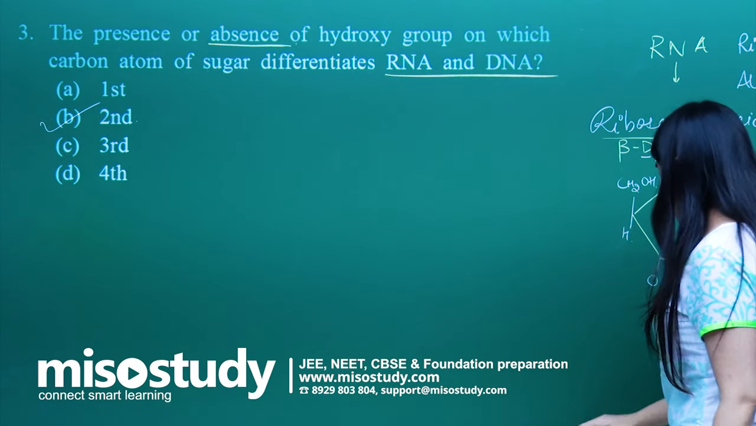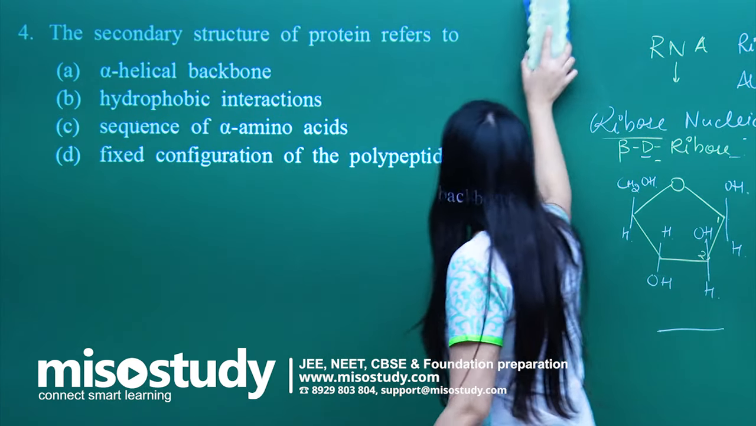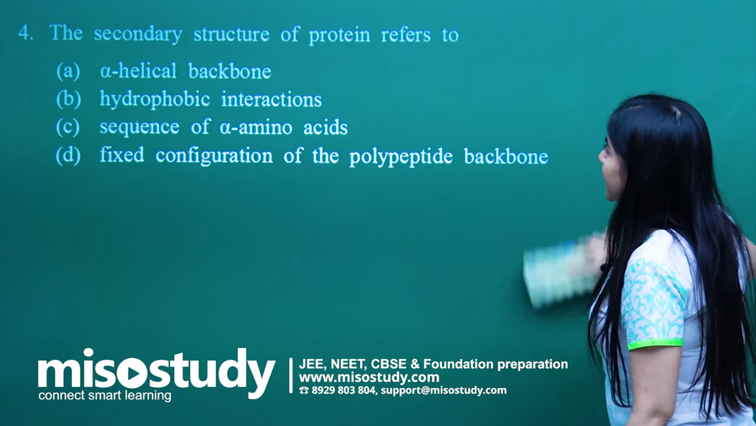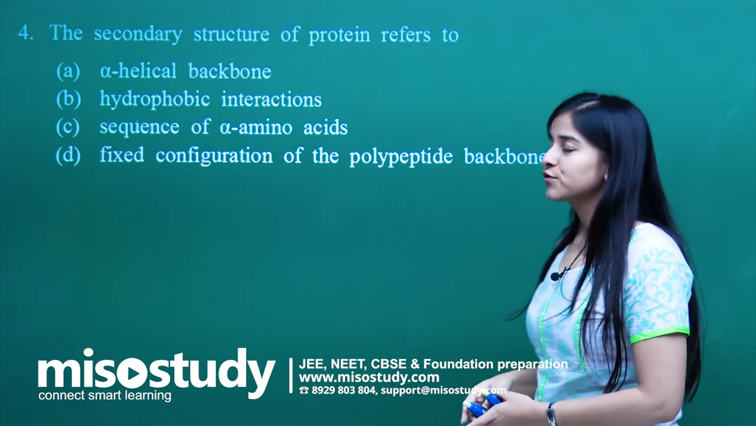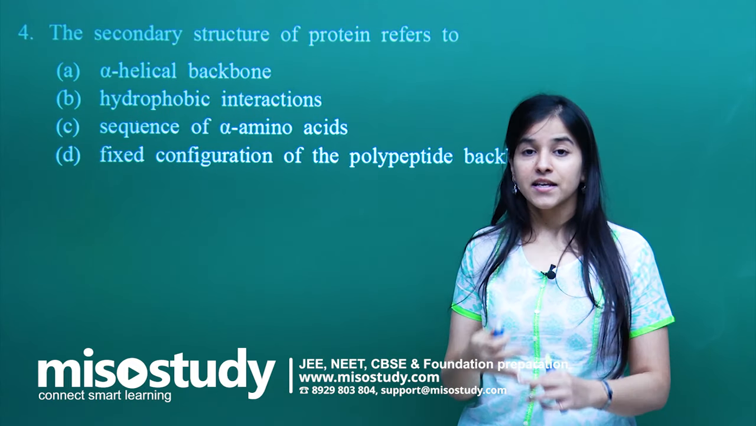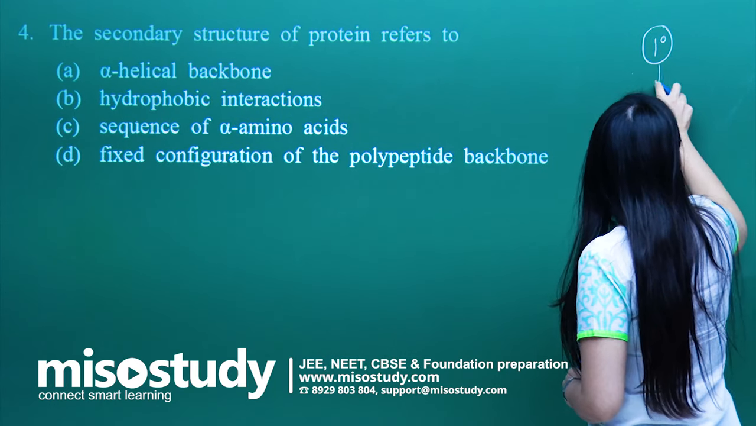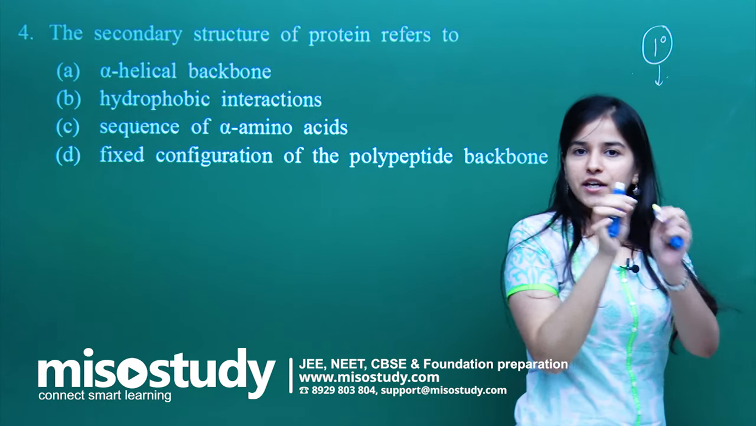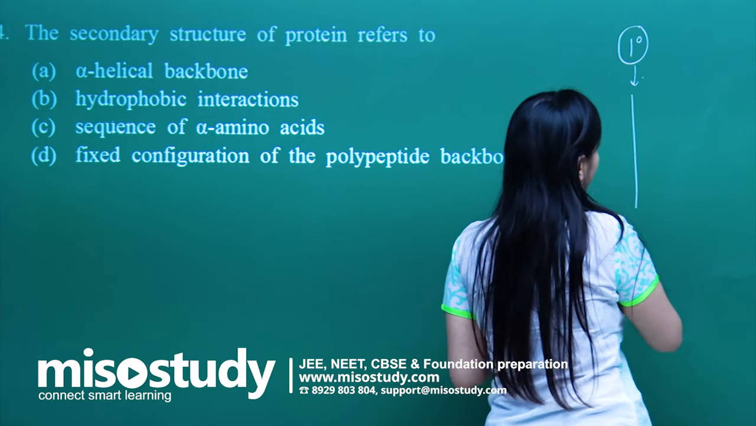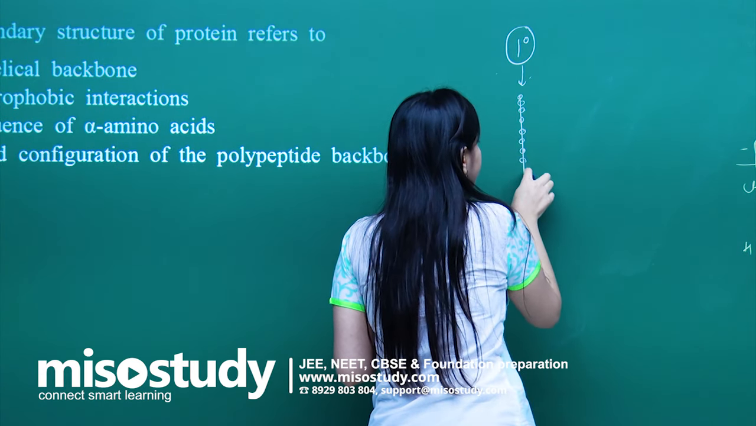So now let's move on to the next question. Here the question comes about the proteins finally. The secondary structure of protein refers to. I need to have proper information about what primary protein is, what secondary is, and what tertiary is. We all know that primary is depicting a chain of different amino acids linked together. That is a single chain containing different amino acids linked.